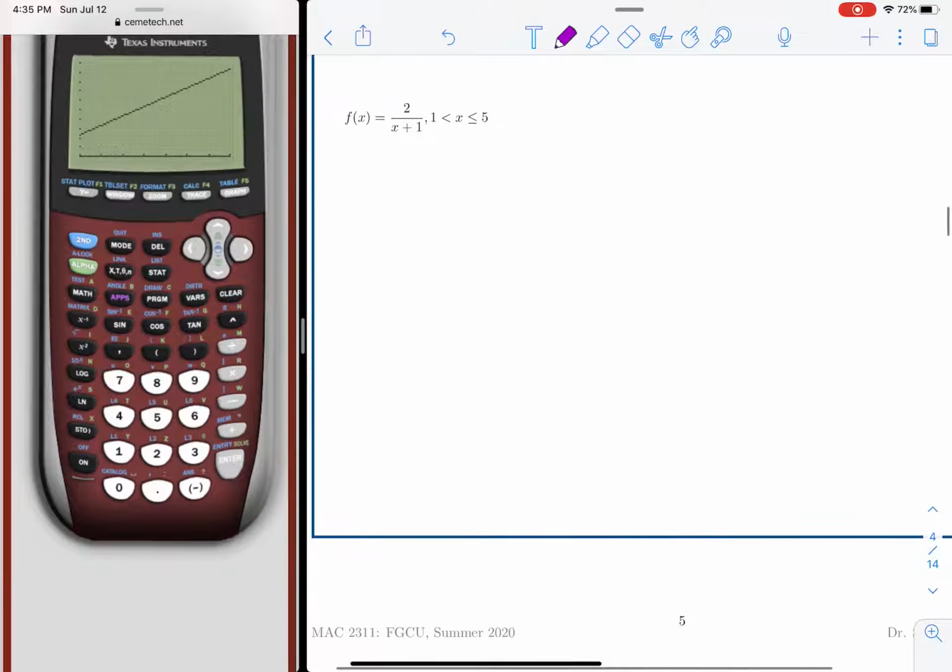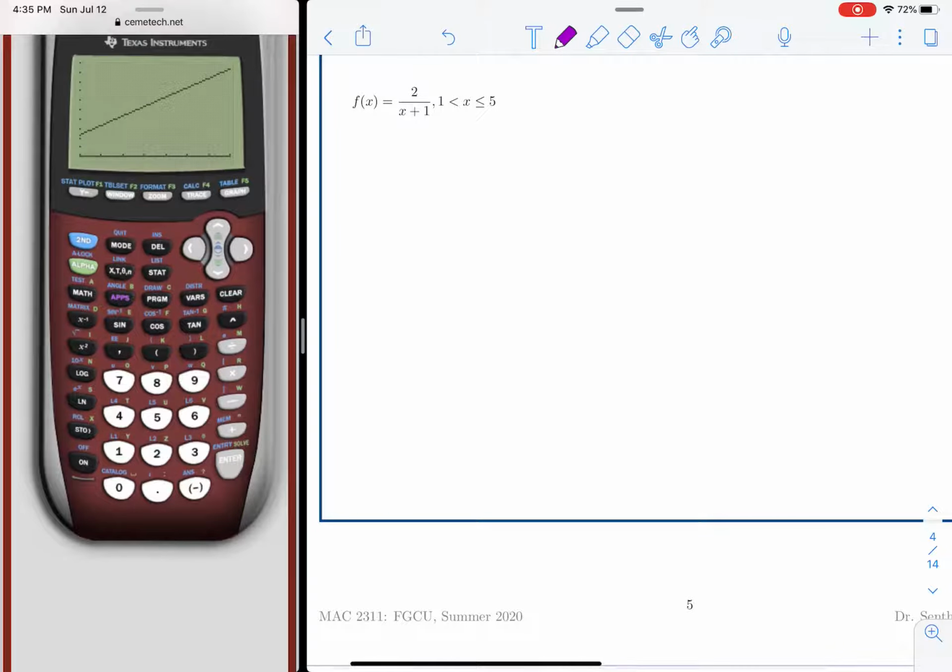So here we have another function, which is f of x is equal to 2/x plus 1. The domain here, 1 is not included, all the way up to 5 is included. So let's go ahead and graph this.